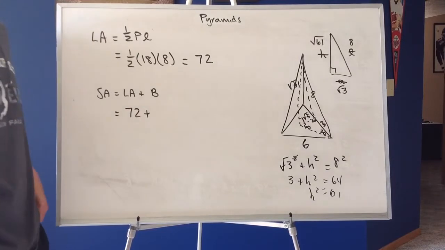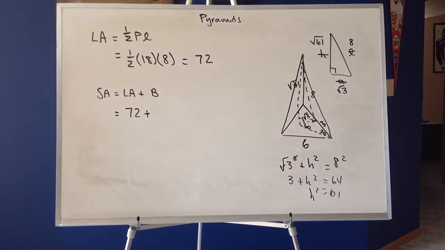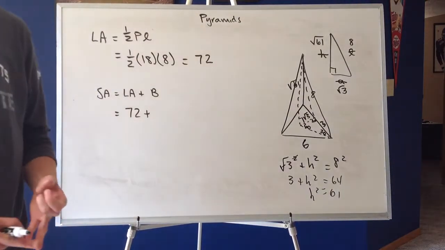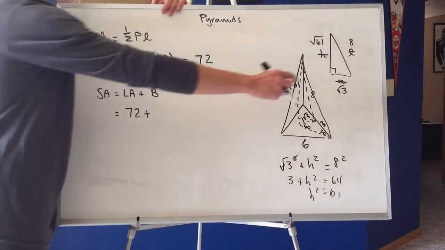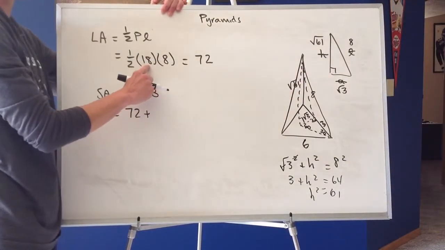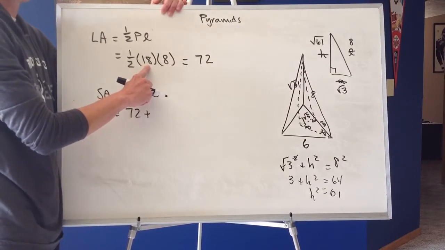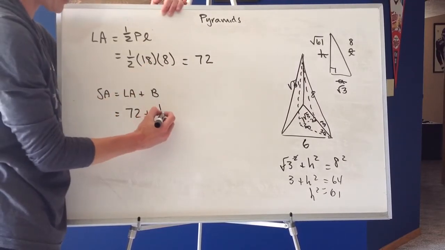Area of base. Now, triangles, you have 2 options. You can use 1/2 base times height or 1/2 PA. But since you already know the apothem and you already know the perimeter, you want to use that one. You do not want to use 1/2 base times height here.